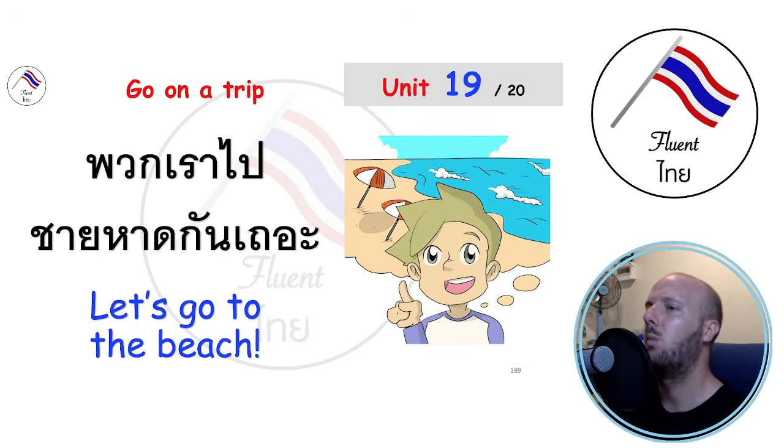Although to be honest, when they're saying the beach as a place to go visit, they won't say the literal word for beach, which is ชายหาด. They will say the word sea, which is ทะเล. So "let's go to the beach" in Thai really is more like พวกเราไปทะเลกันเถอะ. In English we could say both, let's go to the sea, let's go to the beach, but in Thai they don't really say ชายหาด.